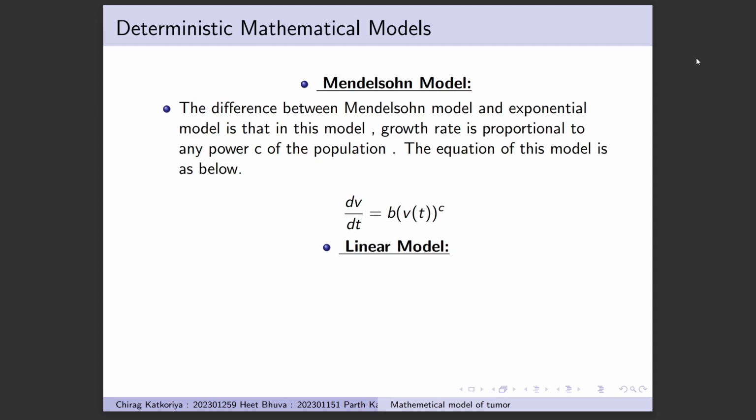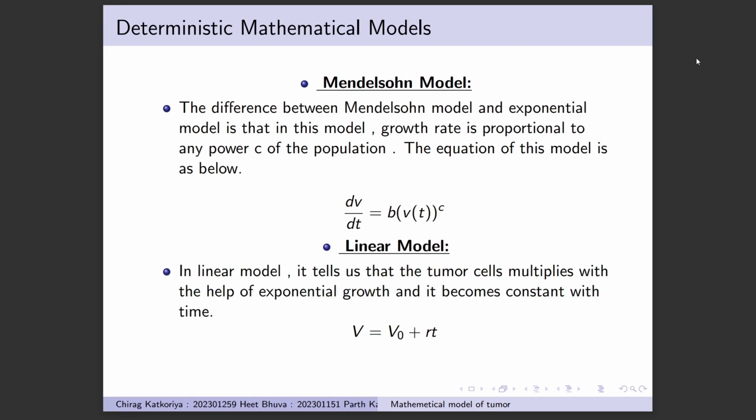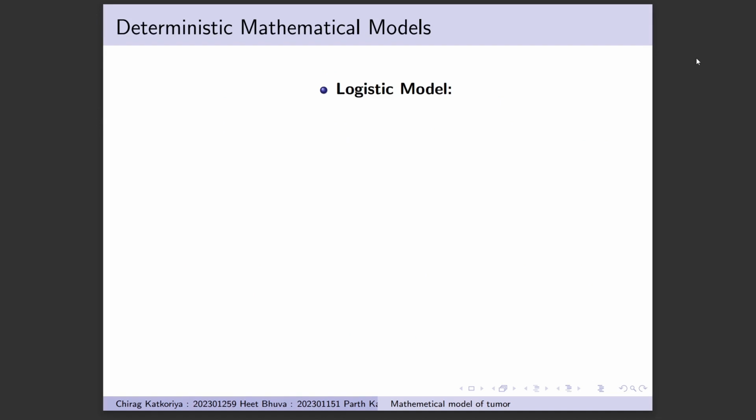According to this model, the growth of the tumor becomes linear after a certain threshold time or certain threshold weight. First, in the initial stages of tumor growth, it follows an exponential model, and after a certain time, it switches to linear growth, and it becomes constant with time with the equation V = V0 + R times T. This model also did not completely determine the tumor growth.